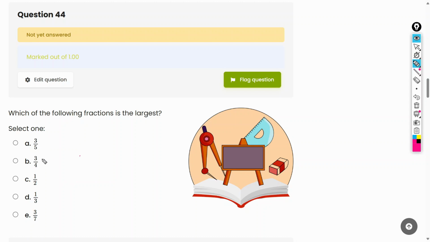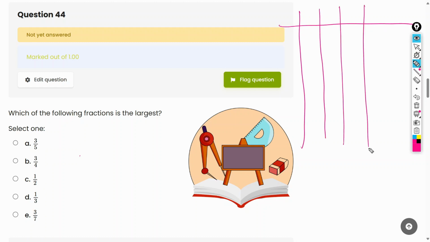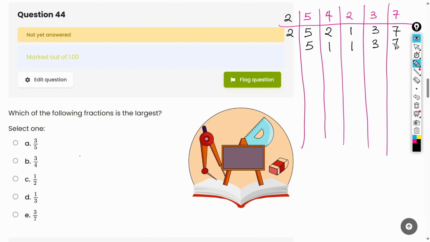So we find the LCM of 5, 4, 2, 3, and 7. So LCM, we can divide by 2. 2 into 5 cannot go, we drop down 5. 2 into 4 is 2. 2 into 2 is 1. We drop down 3, we drop down 7. 2 can still go, so 2, drop down 5. 1, 1, drop down 3, drop down 7.